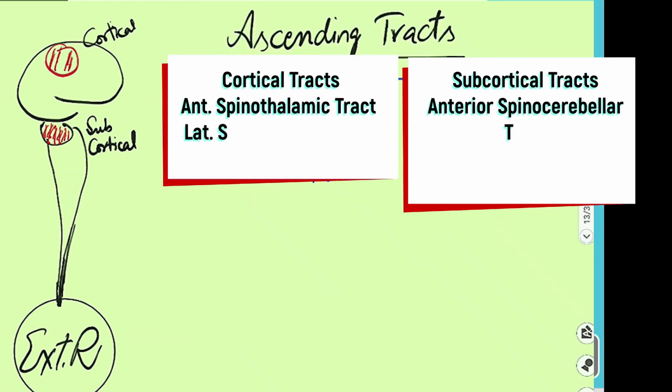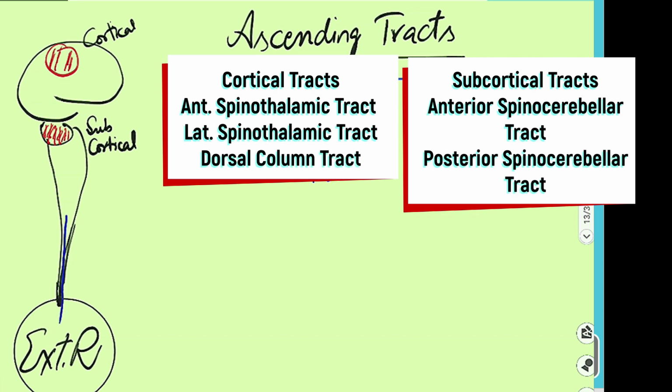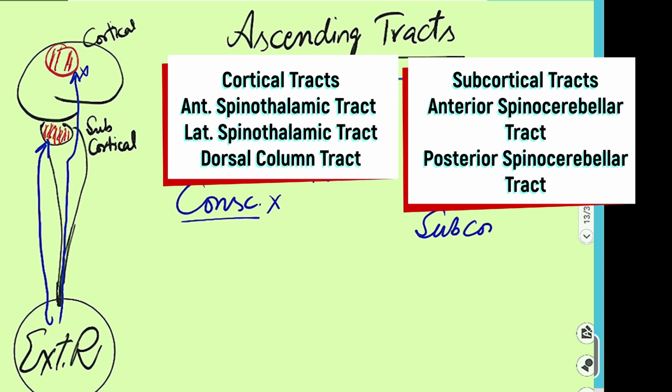In the cortical ascending tracts, information moves from exteroreceptors and reaches the cerebral hemisphere. This information is in our consciousness. We are well aware of what is happening in the environment. In the subcortical ascending tracts, information moves from exteroreceptors and reaches the cerebellum. This information is used for the functioning of the central nervous system, but it is in our subconscious and we are not aware of what is happening in the environment. So this is the difference between the cortical senses and the subcortical senses.